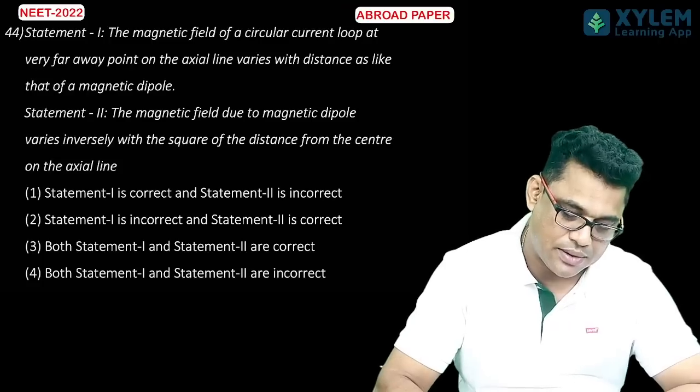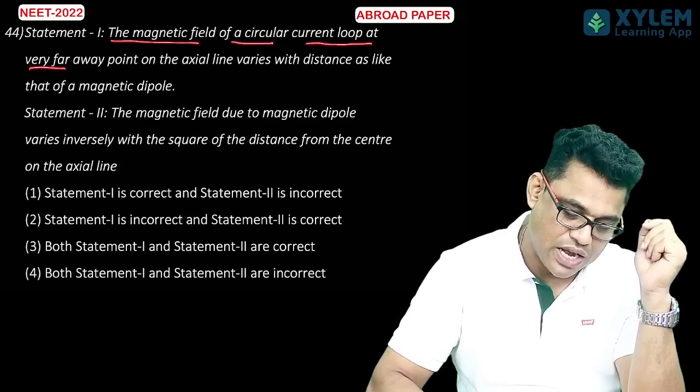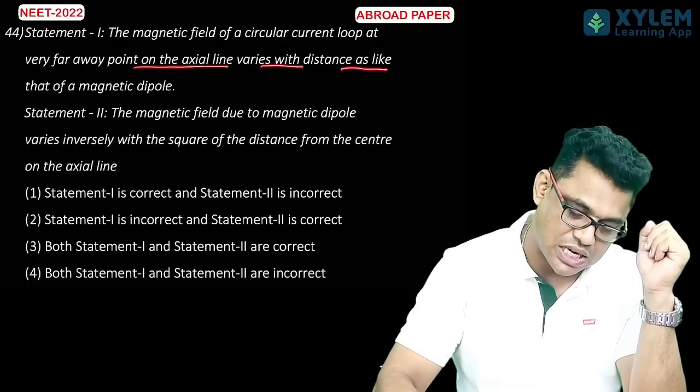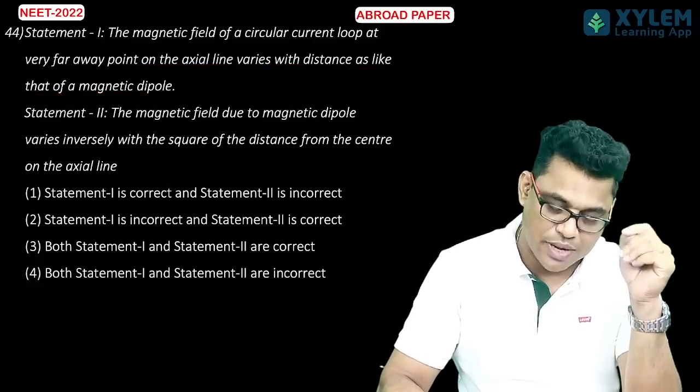Next question is a statement type question. Let us read the statement. The magnetic field of circular current loop at very far away point on the axial line varies with the distance like that of a magnetic dipole. Statement 2.